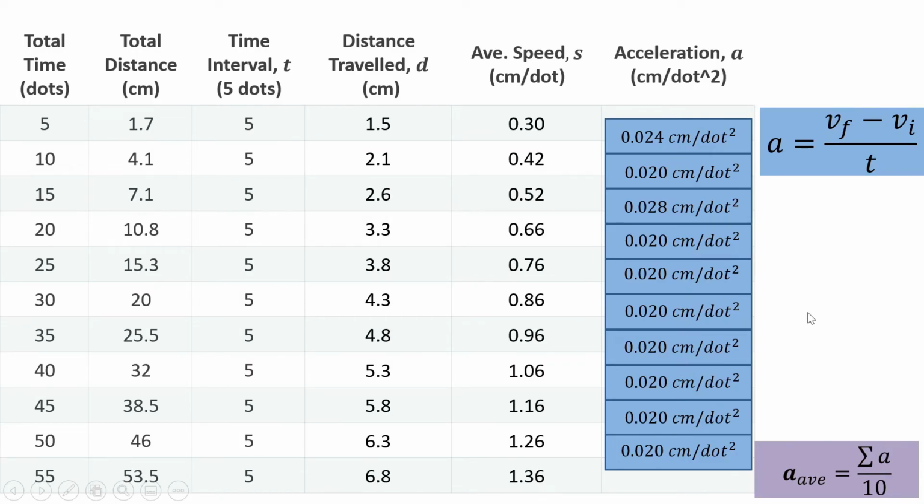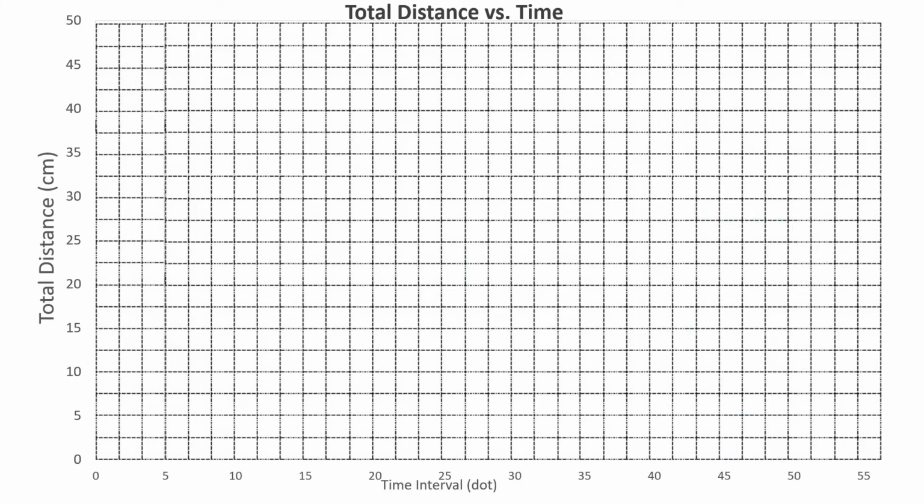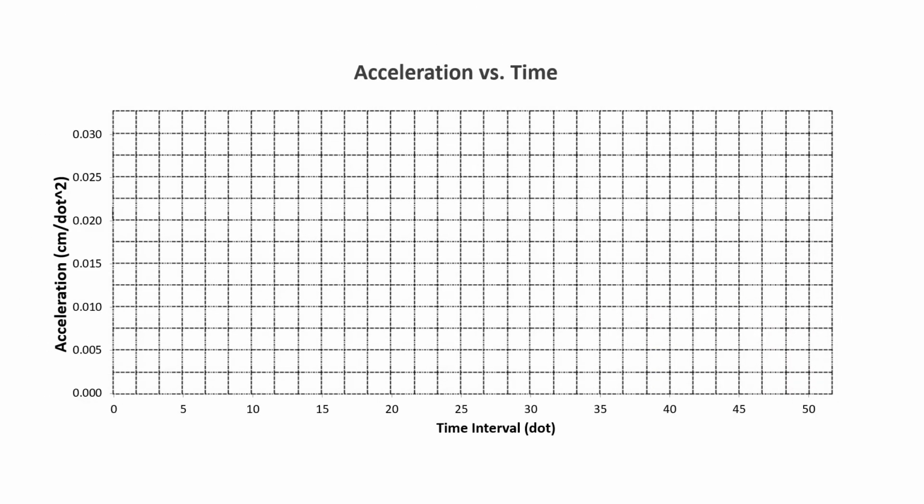You will do this for 2 trials to observe what will happen to the acceleration as you increase the angle of your inclined plane. This is an example of the complete table for your experiment. For the next one, graph this value. The first graph is total distance versus time. The second graph is average speed versus time. And the third graph is the acceleration versus time.